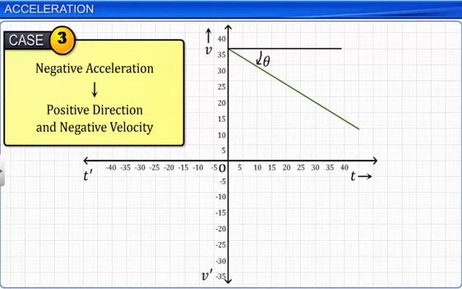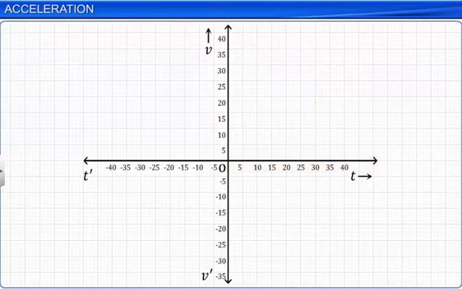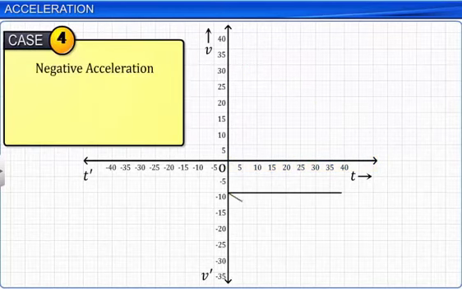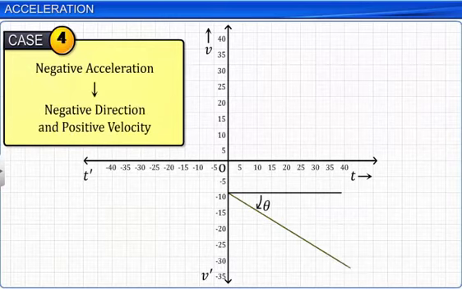Now suppose the object is moving in a negative direction with a positive velocity. It is increasing its velocity in the negative direction. The nature of the graph will be as shown in the graph.